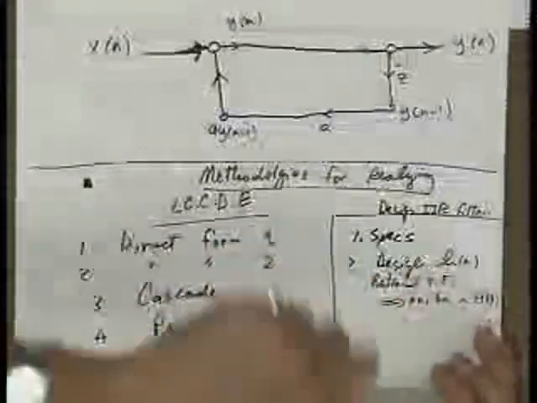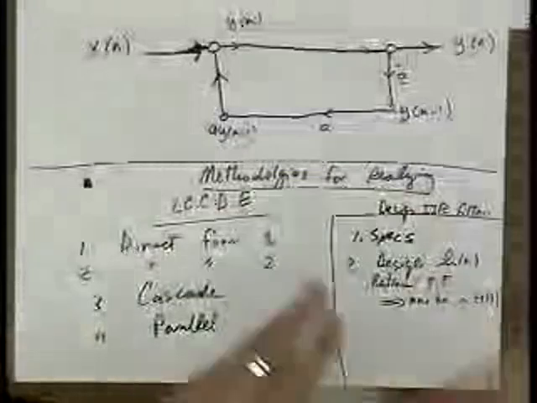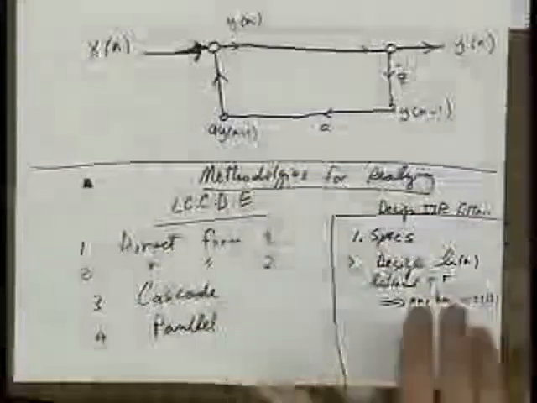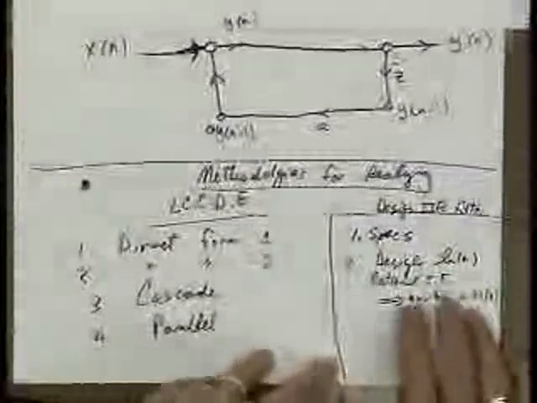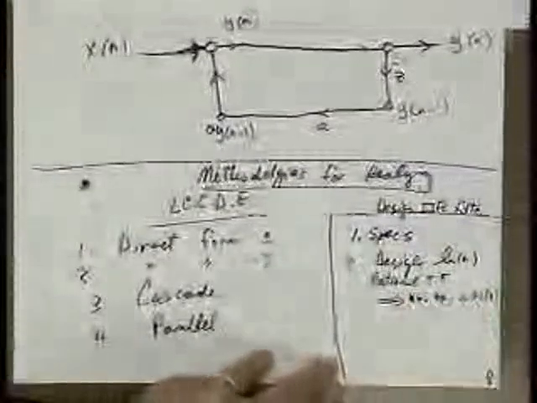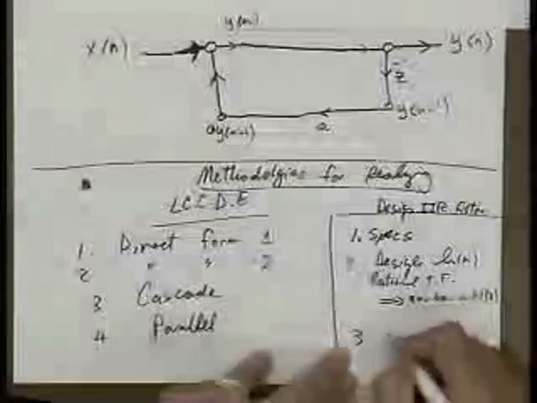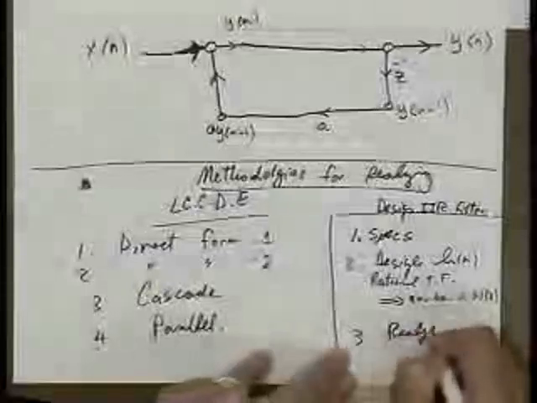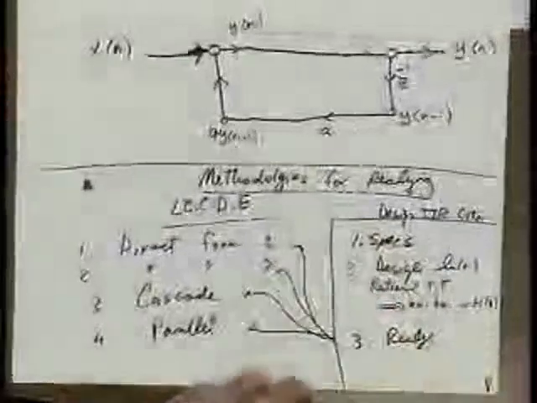So somebody gives you the specs. This is the ripple, the transition bands, and using some of the techniques we'll talk about in 4 or 5 weeks, you design your rational transfer function. That means the A sub k's and B sub k's in that. And then once you do that, that corresponds to the difference equation. And then you have to what's called realize it. And this is the realization that I'm going to talk about right now. It could be one of these 4 forms.